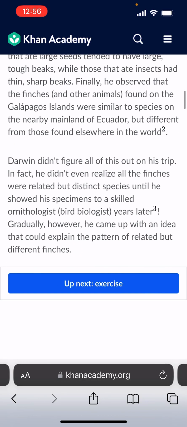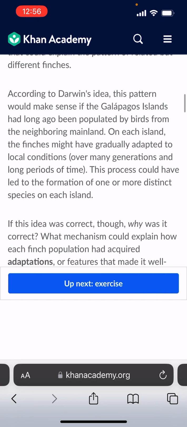Darwin didn't figure all of this out on his trip. In fact, he didn't even realize all the finches were related but distinct species until he showed his specimens to a skilled ornithologist, a bird biologist, years later. Gradually, however, he came up with an idea that could explain the pattern of related but different finches.